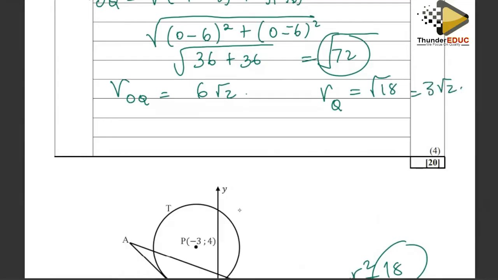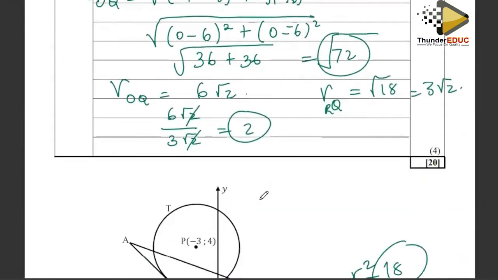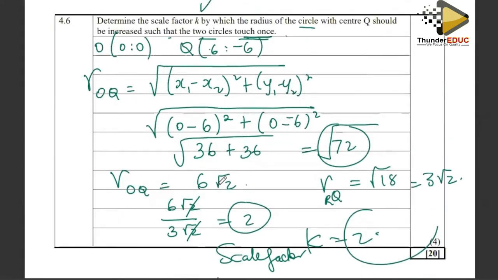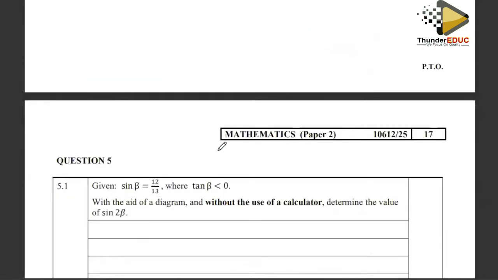Then let me try to divide these two. So 6 square root of 2 divided by 3 square root of 2. This cancels that, and then that is 2, meaning that the scale factor K is 2. You must increase it by 2 times, and then we shall get what is desired. All right, so that is how sweet question 4 was.